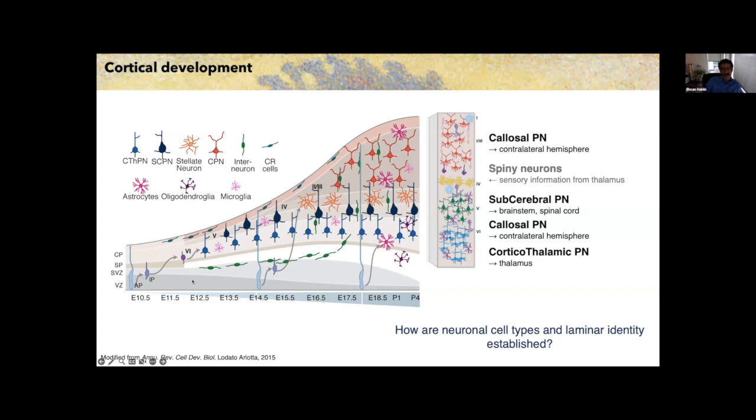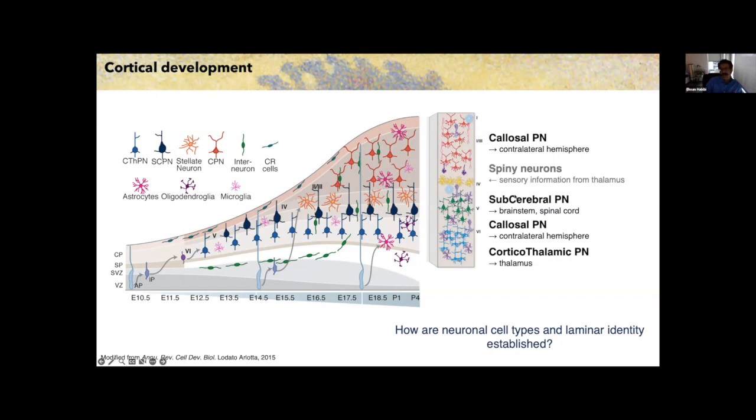For instance, as you can see here, around day 10.5 or 11.5, you see these symmetrically dividing neuroepithelial cells, and over time around 12 and 13, this is the birth date of layer 6 and layer 5 excitatory neurons. Later on, around 14 and 17, you can see the birth date of layer 4 or upper layer neurons. And later on, gliogenesis happens. By the end, a layered cortex is formed, with different types occupying different depths of this tissue.